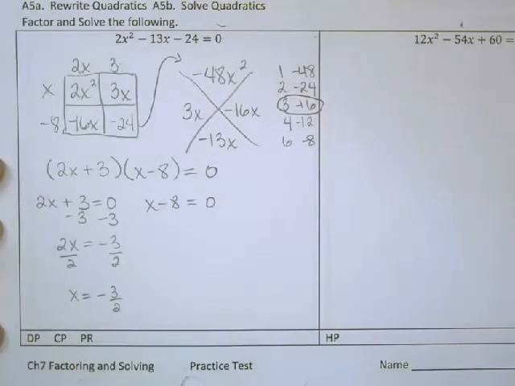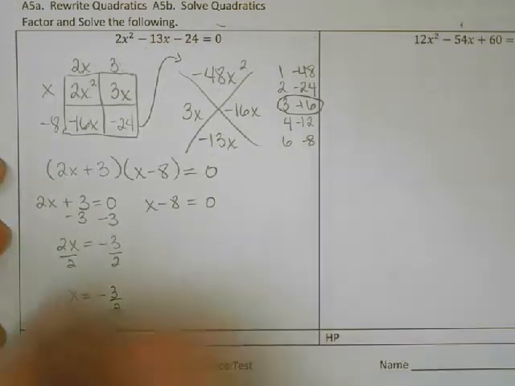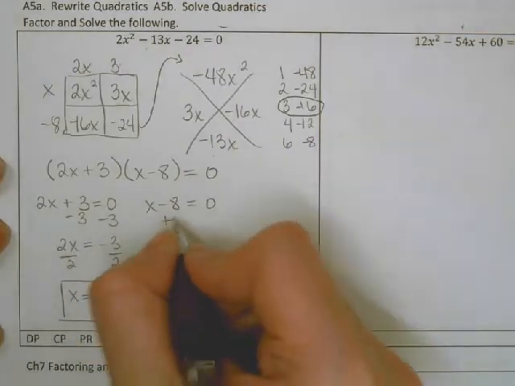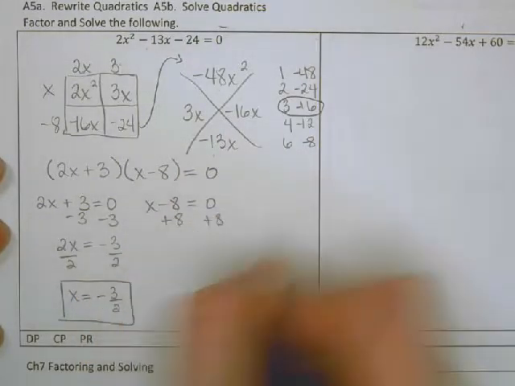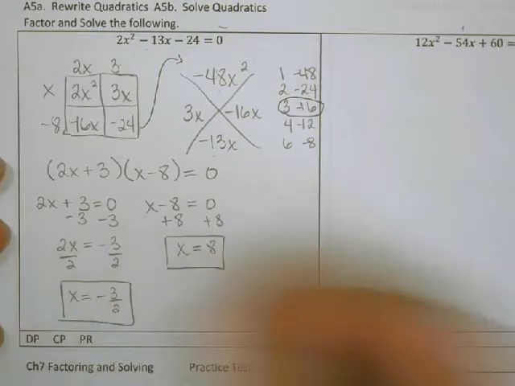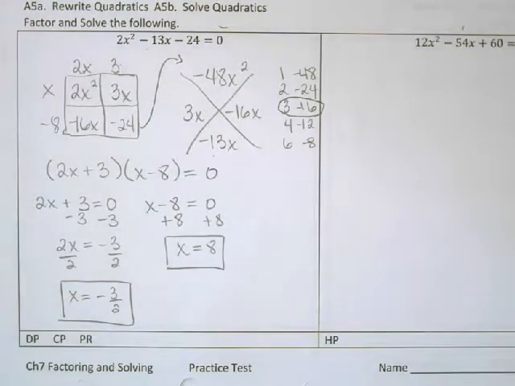You can also write that as negative 1.5 if you prefer. That's one of my answers. My other one, I'm going to add 8 to both sides of the equal sign, so I've got x equals 8. So those are my two answers.